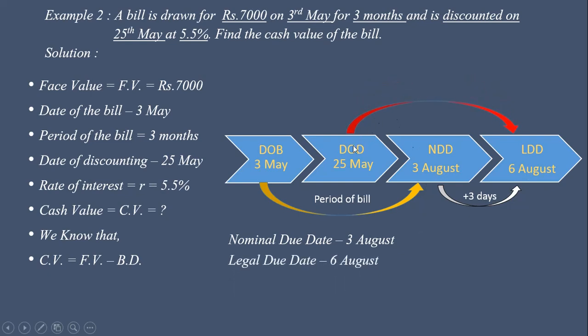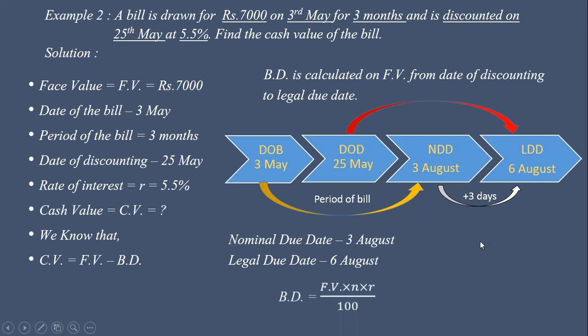Now we require the period from date of discounting to legal due date to calculate this banker's discount. So remember this thing. Banker's discount is calculated on face value from the date of discounting to legal due date. So to find BD, first we find this period. Okay. So we use this formula. BD is equal to FV into N into R upon 100. We know face value, which is given, 7,000. We find this period N. Rate of interest R is given, 5.5%, and we calculate BD.